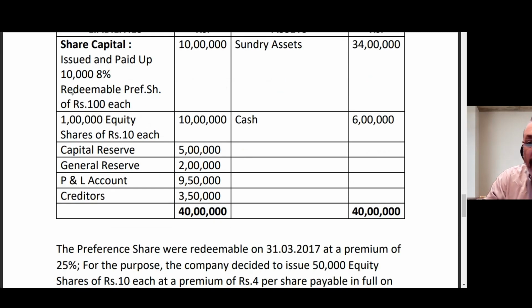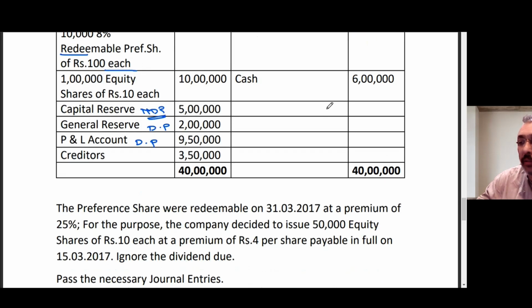There is a preference share which is redeemable, and we'll get information about that. This preference shares to be redeemed, right? So redeemable preference shares, 10,000 into 100, that makes it 10 lakh rupees. They have issued equity share. This is capital reserve, which is of no use for us. This is NDP, non-divisible profit. This is DP, which you can use. Again, this is DP, which you can use. The rest is your liability. There is no case of investment over here.